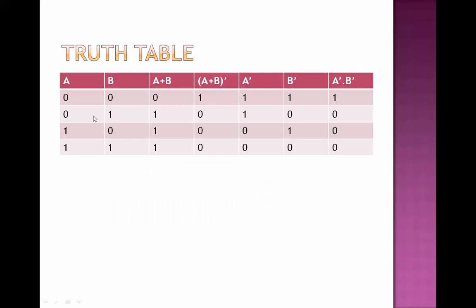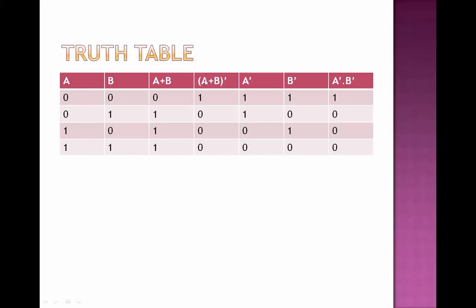In the truth table again we are taking two inputs, wherein we will have 4 combinations of two inputs, that is 2 raised to the power 2, which is 4. So we show in the truth table A and B with the combinations 0 0, 0 1, 1 0 and 1 1. First we will take A or B. A or B will be equal to 0 or 0 is 0, 0 or 1 is 1, 1 or 0 is 1, 1 or 1 is 1.